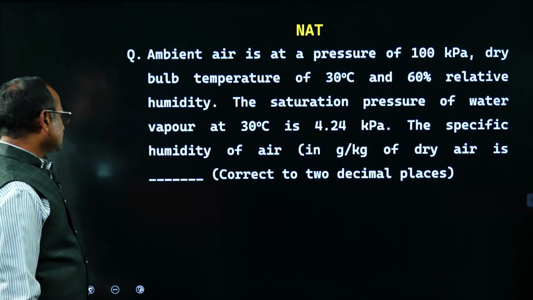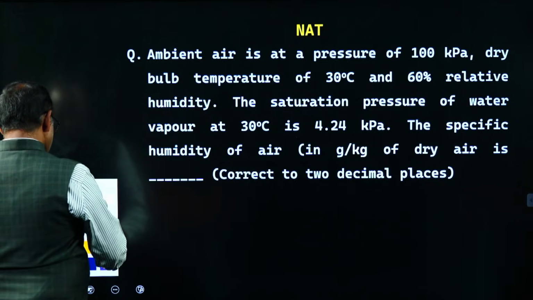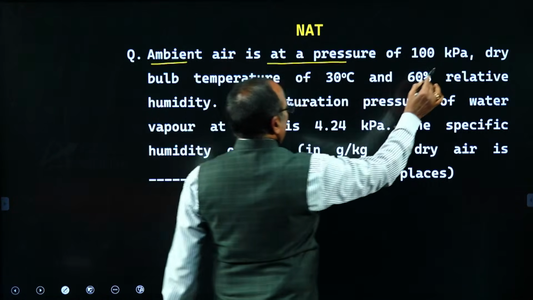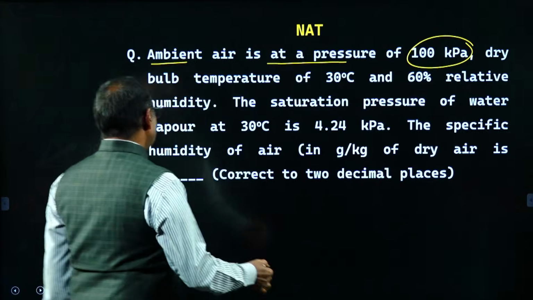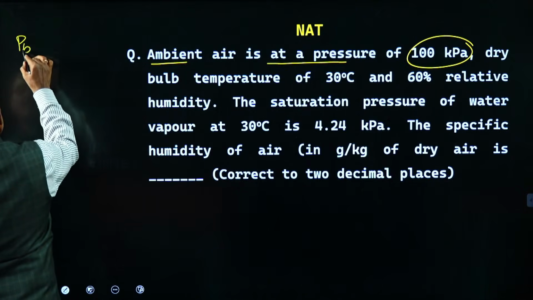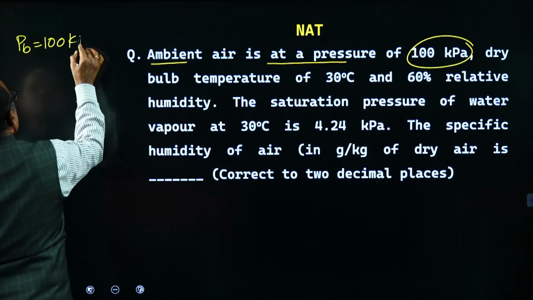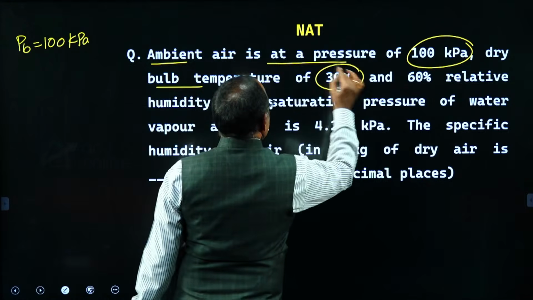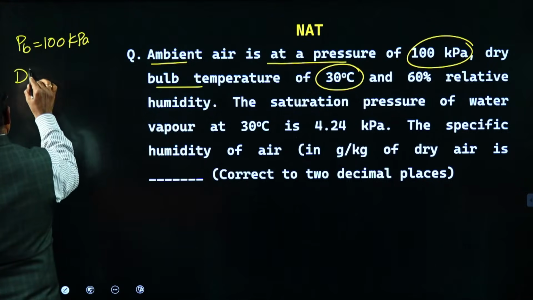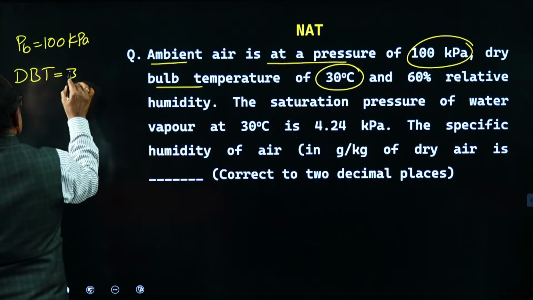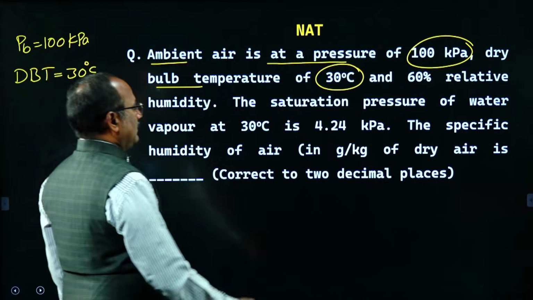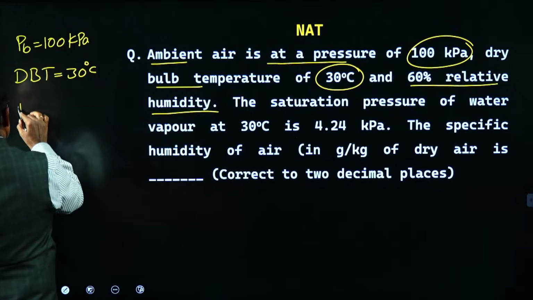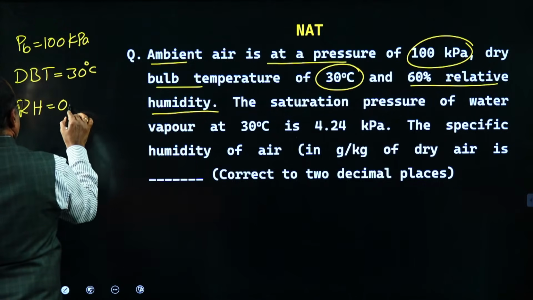Look at this one. It is asking like this: ambient air is at a pressure of 100 kilopascal, means barometric pressure. Barometric pressure is 100 kilopascal. Dry bulb temperature of atmospheric air given 30 degrees centigrade. And 60% relative humidity, RH value given. Relative humidity RH equal to 0.6.